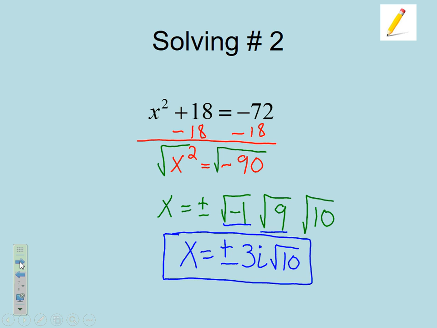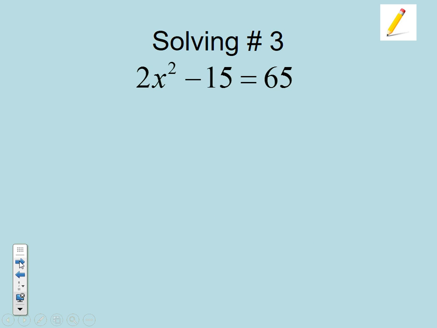All right, moving on to example number 3. Here we go. Solve this one. We're going to start by adding 15 on both sides. 2x squared equals 80.